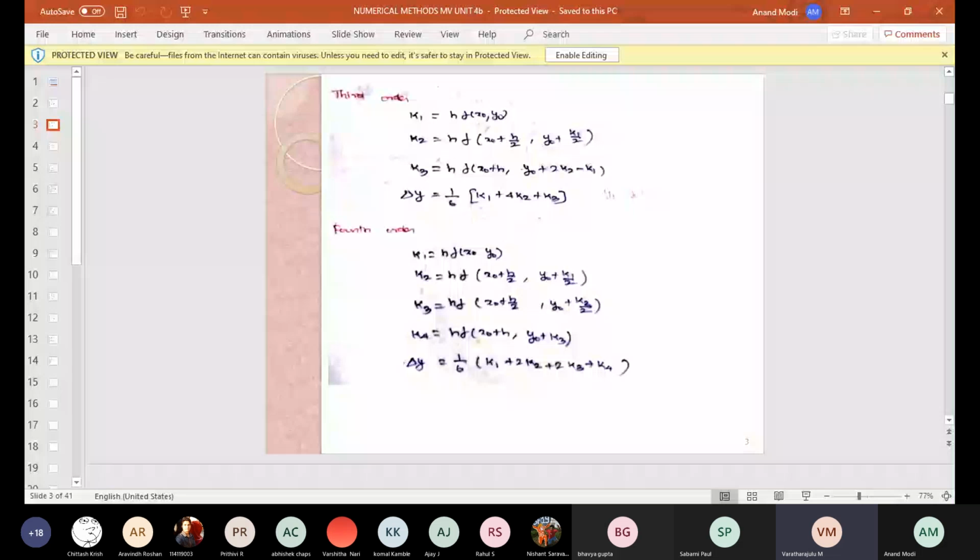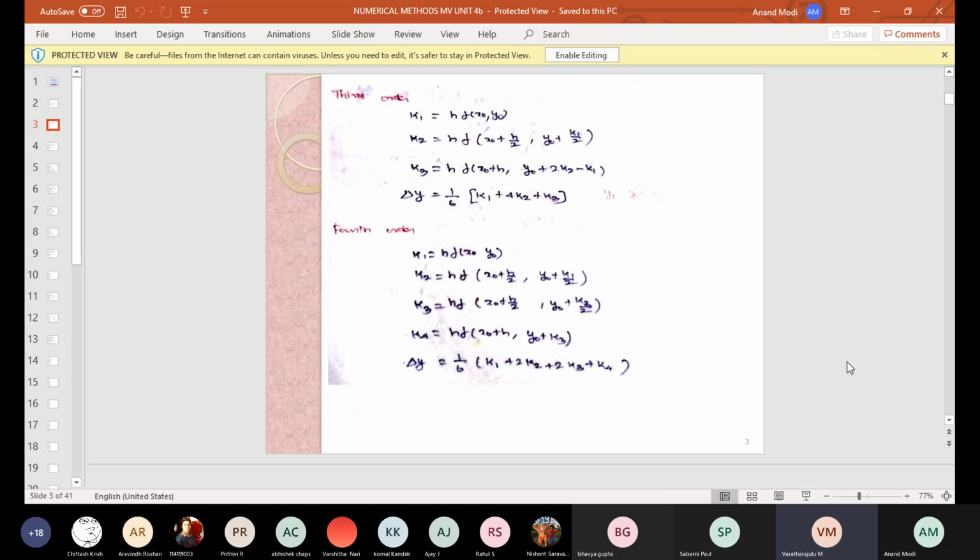as in the second order. And K2 is also the very same, h of f of x naught plus h by 2 comma y naught plus K1 by 2. In addition to K1 and K2, we have K3. In the fourth order, in addition to K3, we have K4. That is added in the fourth order. And K3 in the third order is h into f of x naught plus h comma y naught plus 2 K2 minus K1. And delta y is equal to 1 by 6 of K1 plus 4 K2 plus K3.